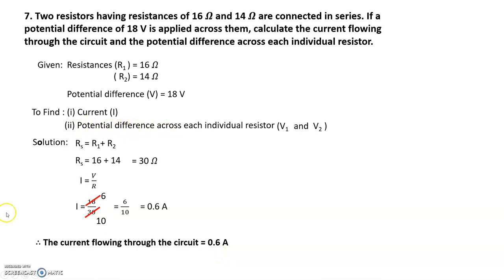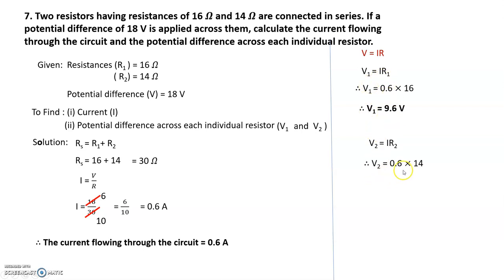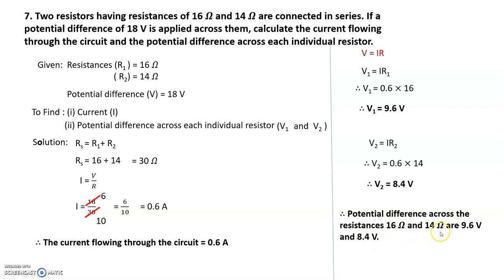Now we have to find potential difference across each individual resistor. That is, first we'll find V1 and then V2. Now, you know the formula V is equal to IR. So V1 will be IR1. The I value we have already got, 0.6, and R1 value is 16 ohms. So let's substitute the values, and V1 is equal to 9.6 volt. Same way we will do V2, and V2 is equal to IR2. Let's substitute the values, 0.6 into 14, and that is equal to 8.4. Therefore, the final answer: potential difference across the resistances 16 ohms and 14 ohms is 9.6 volt and 8.4 volt. Let's move on to the next sum.